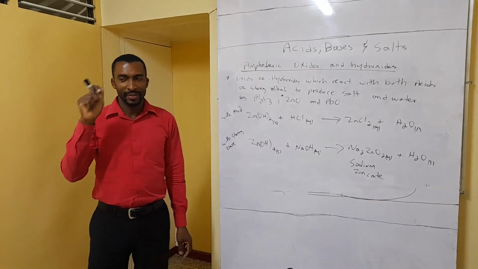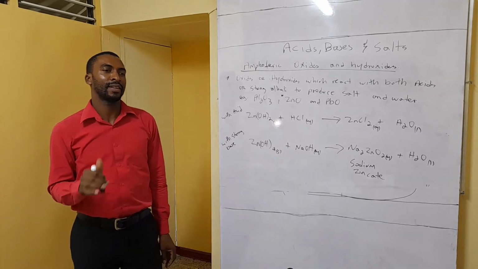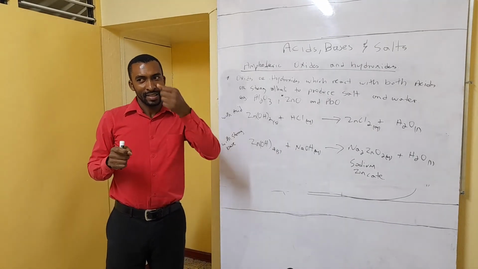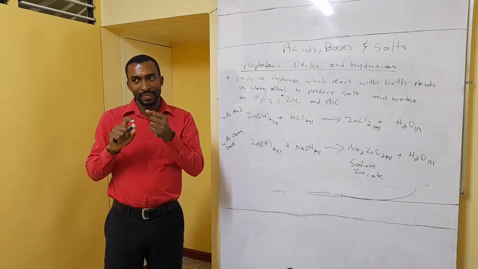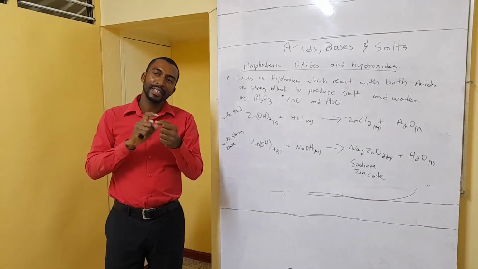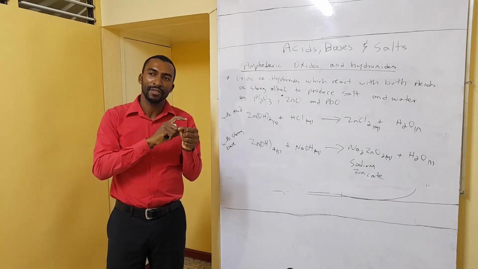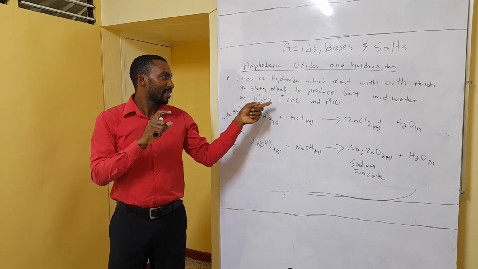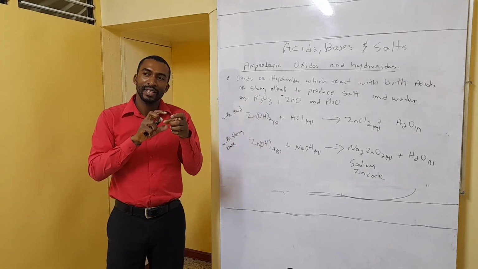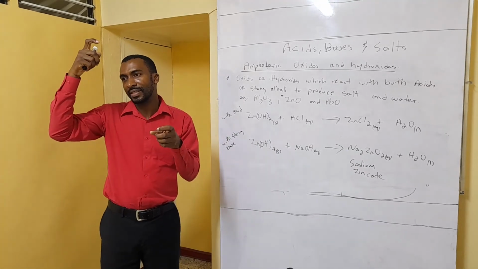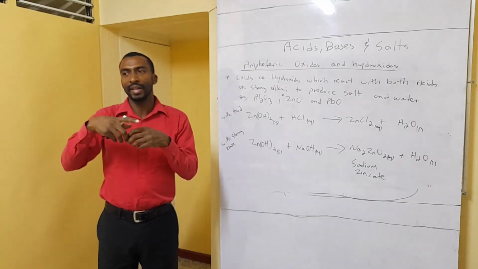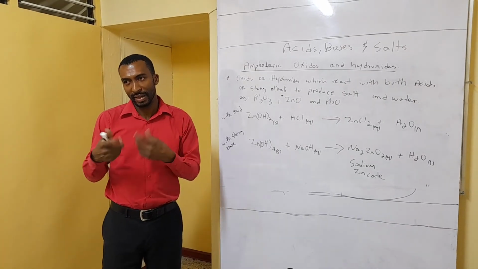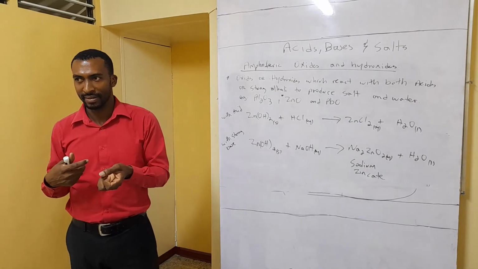So that is why in qualitative analysis, when you have a zinc, aluminum or lead cation, and we add the sodium hydroxide to form the white precipitate, if we add excess sodium hydroxide, the precipitate dissolves. That's because the zinc, aluminum or lead hydroxide that is formed initially will react with the excess sodium hydroxide to form the zincate or the aluminate or whatever, which is soluble. So that is why the precipitate will dissolve in those cases.